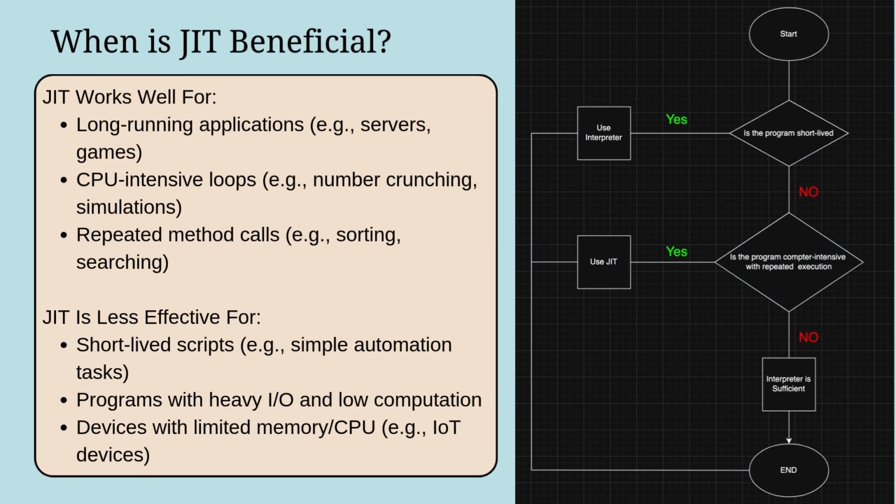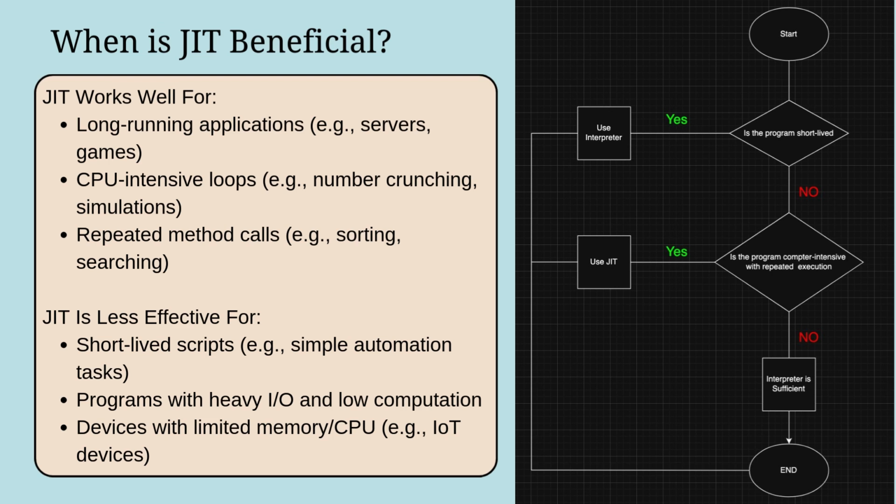So, when is JIT actually helpful? Let's look at a few real-world examples. Imagine a Java game engine. The program runs for a long time and it keeps calling the same functions like render, update physics, etc. JIT identifies these hot methods and compiles them into optimized machine code, improving performance as the game runs.